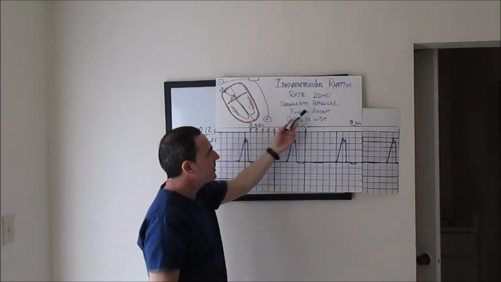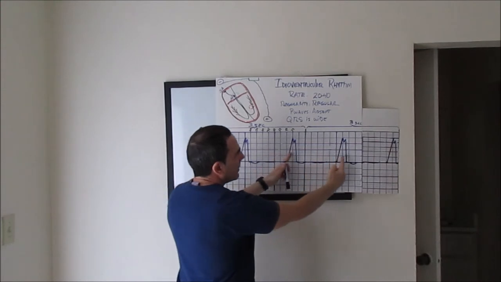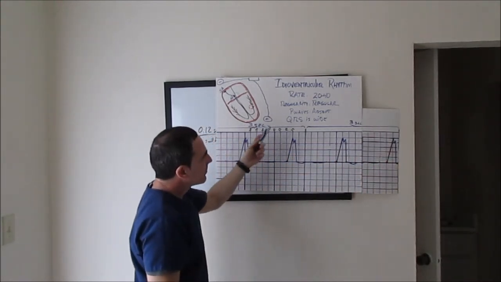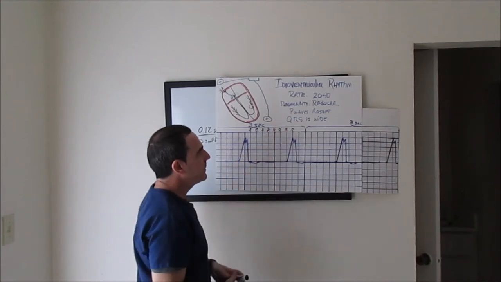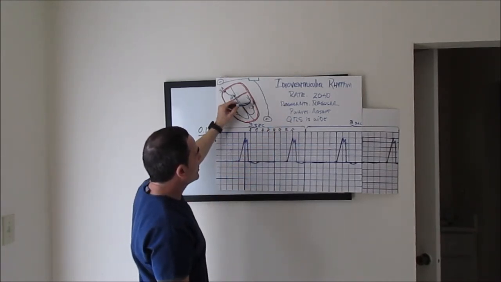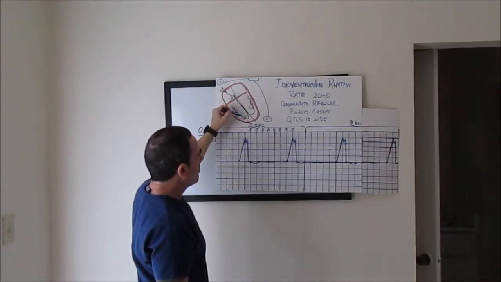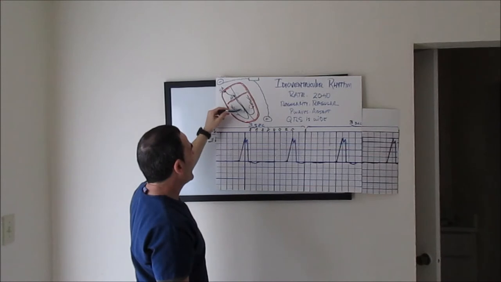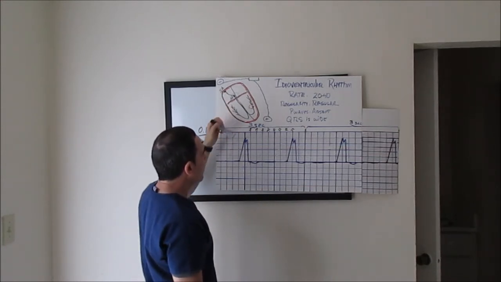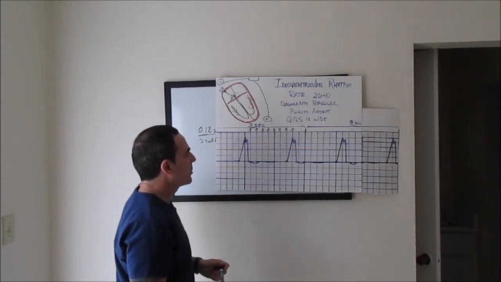Regularity, it is regular, look at this, regular in time. And the P wave in this case is absent. The P wave is absent because the impulse starts in the ventricles, far from the atria. It's in the ventricle, so you can't find the P wave, of course.